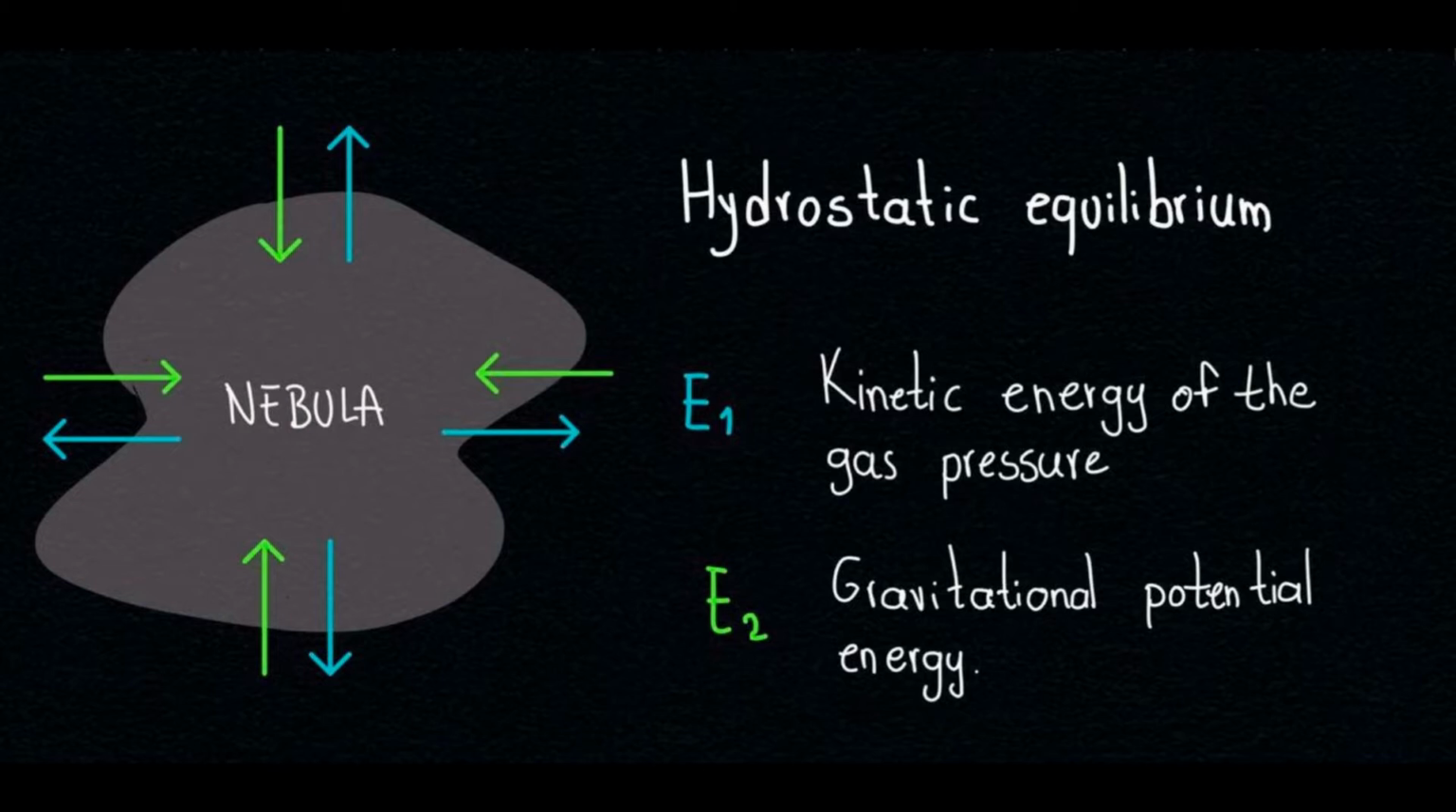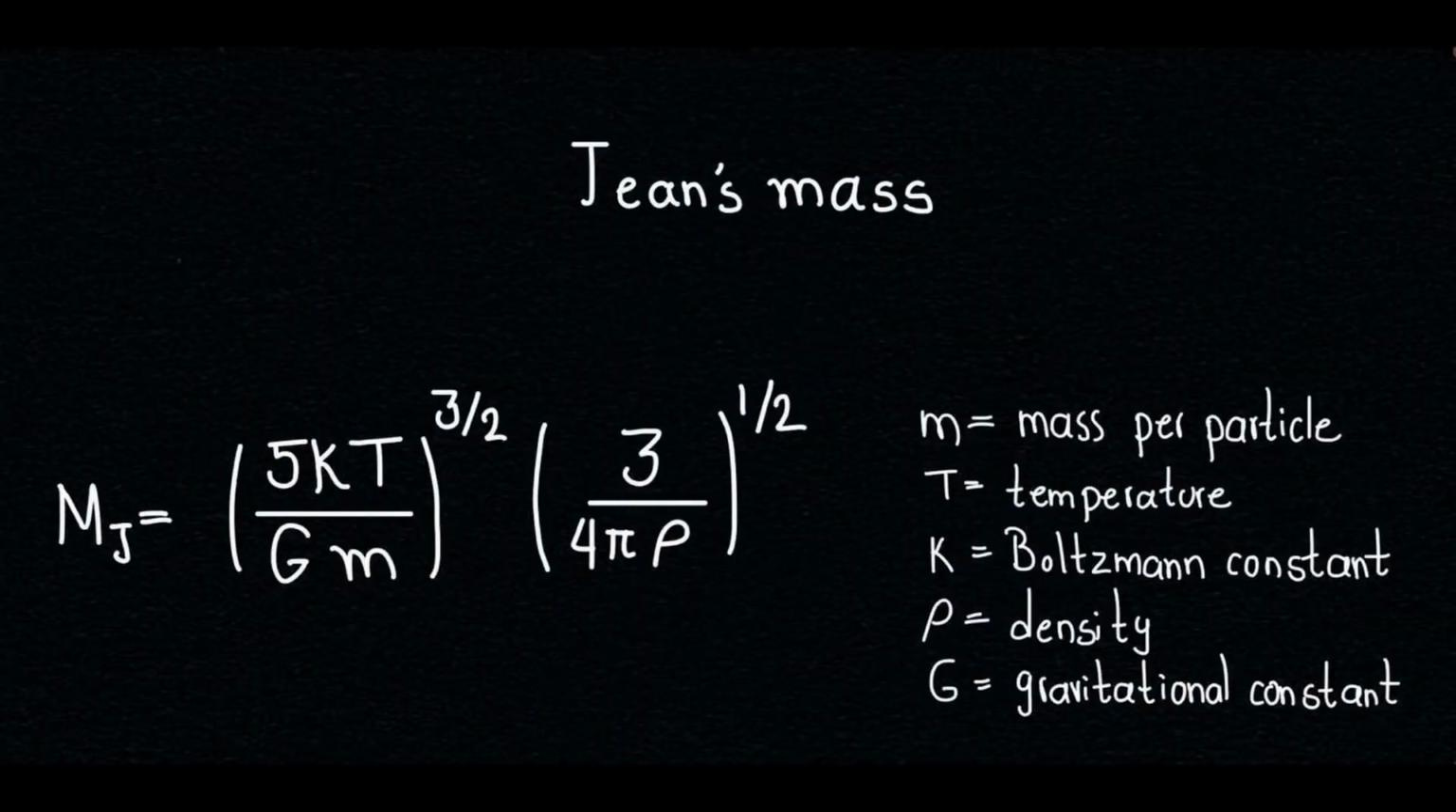For the next step, an instability has to occur, otherwise the nebula will get enough temperature to become a brown dwarf. To create a star, the instability comes when the mass reaches a critical point called Jeans mass. This is given by the following formula, where m is the mass per particle, T is the temperature of the clump, k is the Boltzmann constant, ρ is the density of the clump, assuming it remains constant, and finally G is the gravitational constant.